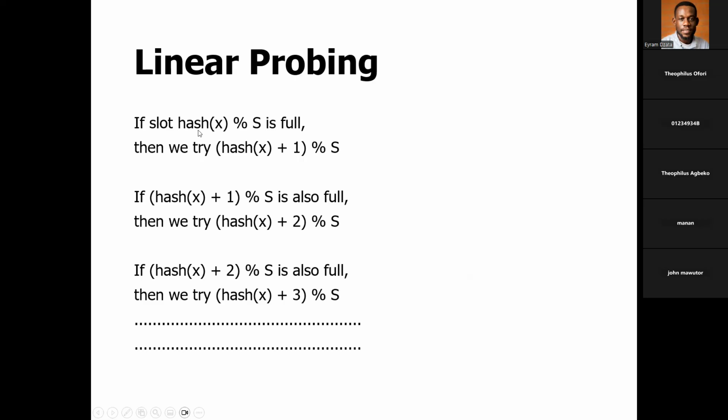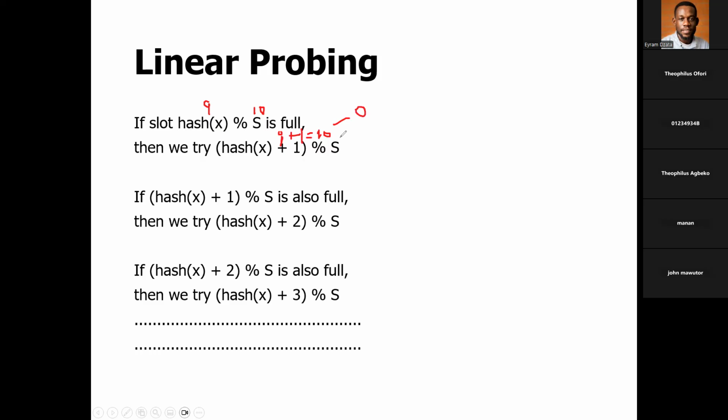So the size of the table is s, and the hash of x is the hash value of x. In our case, the hash value was 9. If that index 9 is occupied, and our size was 10, we add 1 to the 9, thereby moving us to the next available position. That will give us 10, but we don't have an index of 10. That's how come we came back to 0, because 0 was the available position.